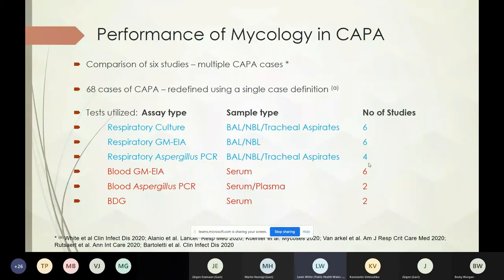I then wanted to look at what tests were available across the studies, and in doing so, identified respiratory culture, galactomannan and Aspergillus PCR on the respiratory tract, and then galactomannan, Aspergillus PCR and BTD glucan on blood. And what you can see is that, as you'd expect, most centers are used to performing culture and galactomannan on respiratory tract specimens, some doing Aspergillus PCR on the respiratory tract. But when it comes to the blood tests, pretty much all studies were doing galactomannan ELISA on serum, but very few were doing BTD glucan serum testing.